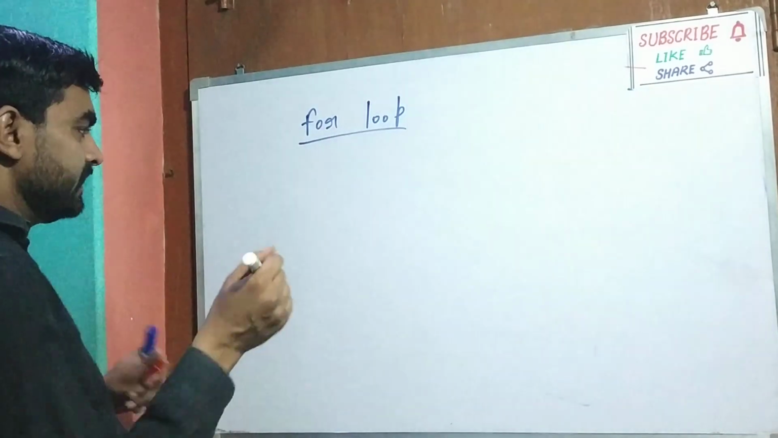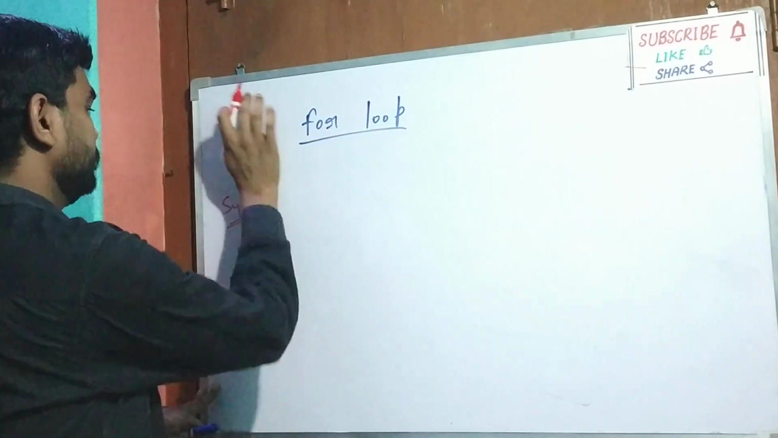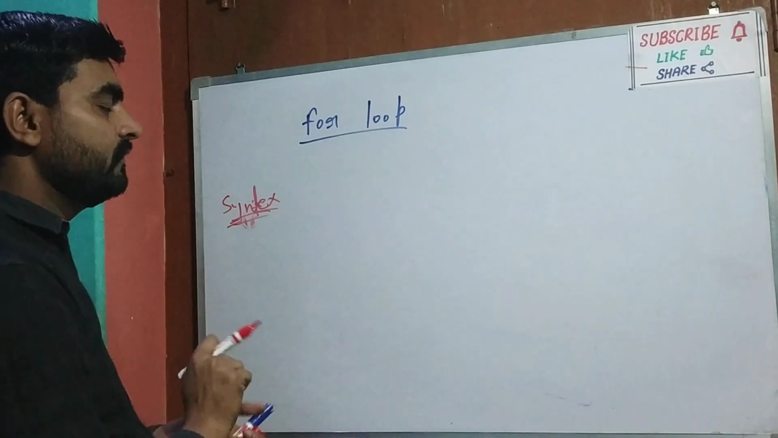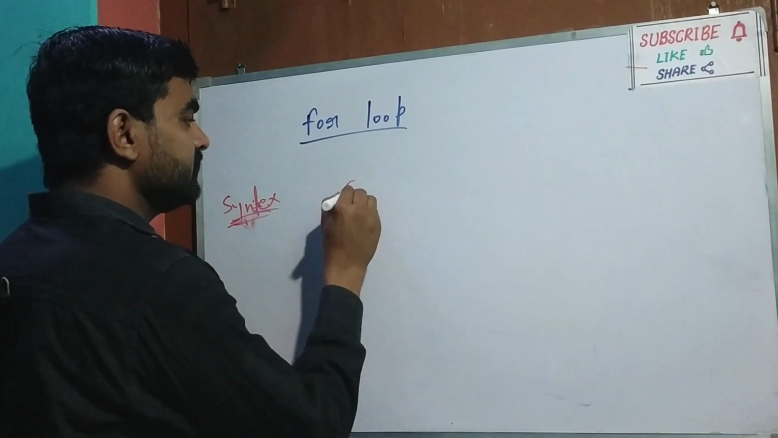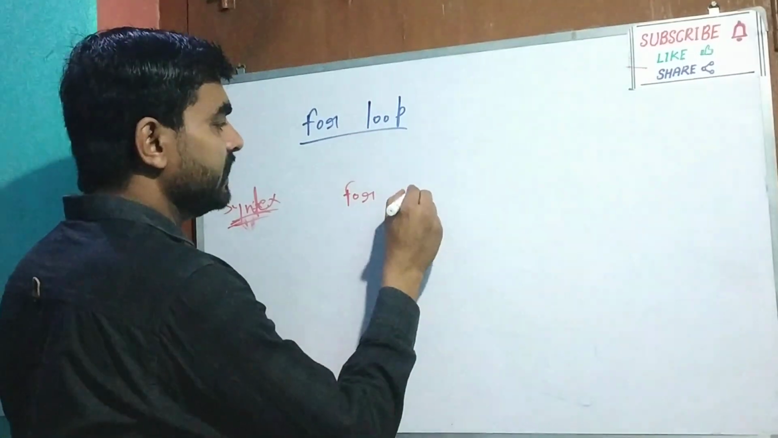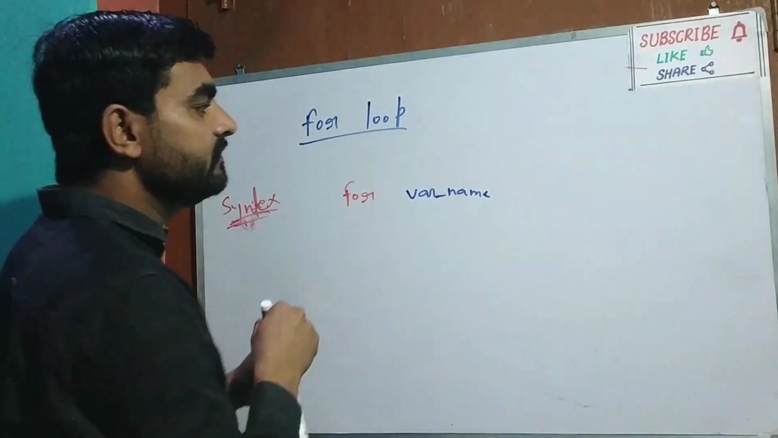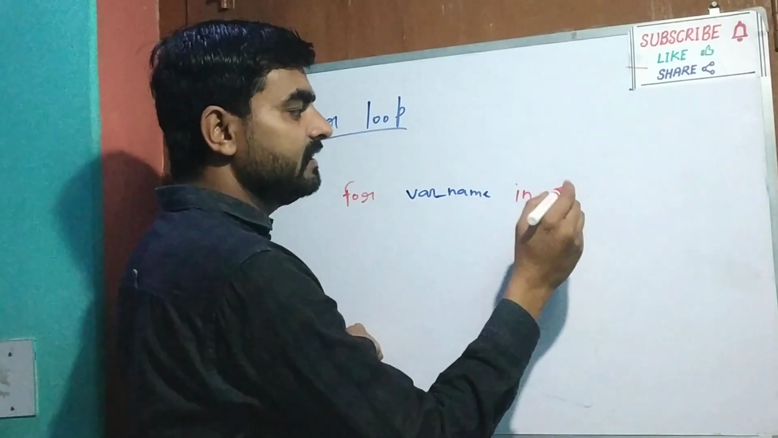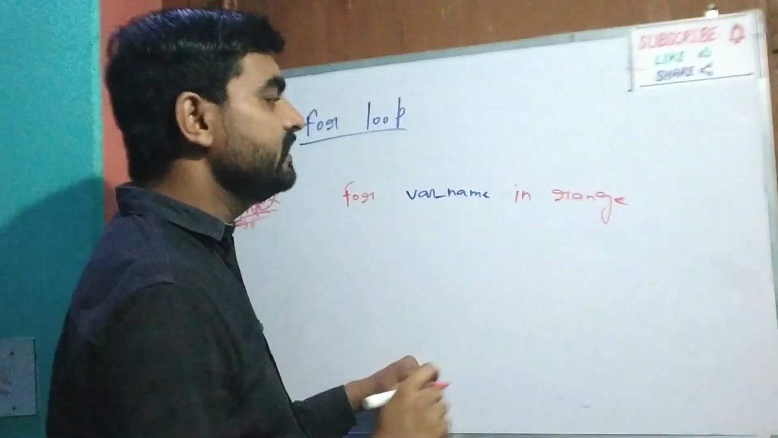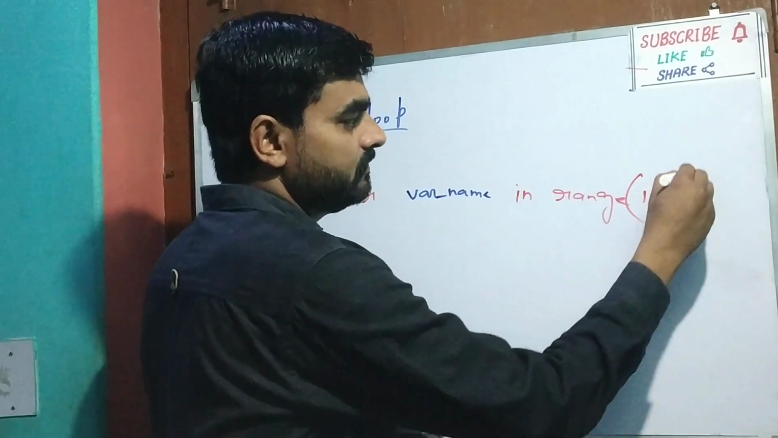So, the syntax of for loop. First you have to write the for keyword. A variable will be there, var name. I am writing var name. It is the variable name. Again a keyword, it is in. Again a function, range. This range function I have explained, and here I am writing 1, 5, 1.